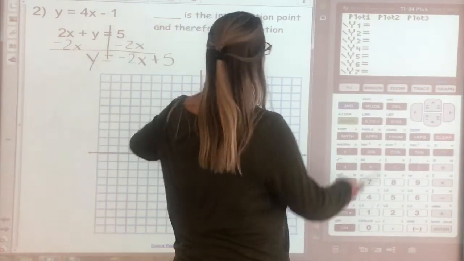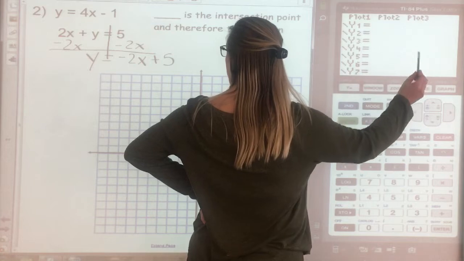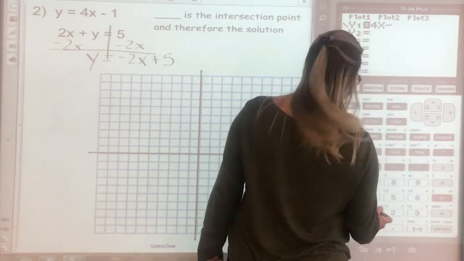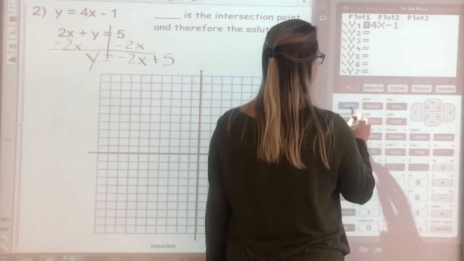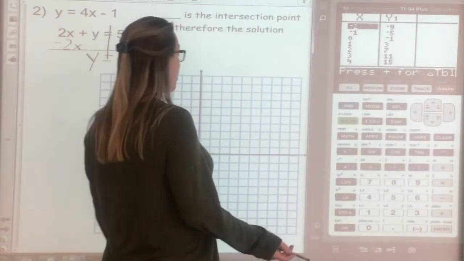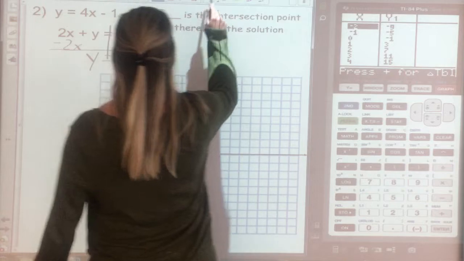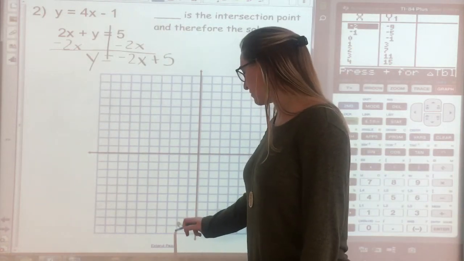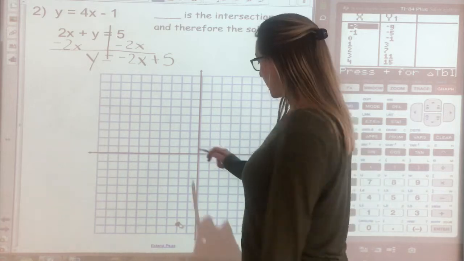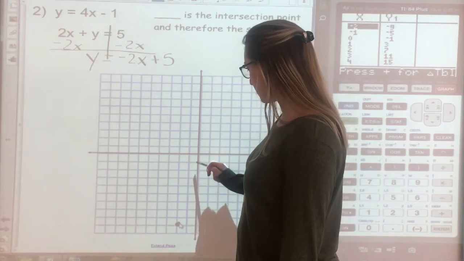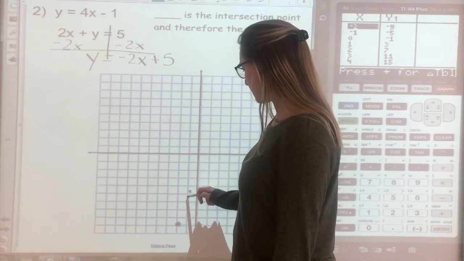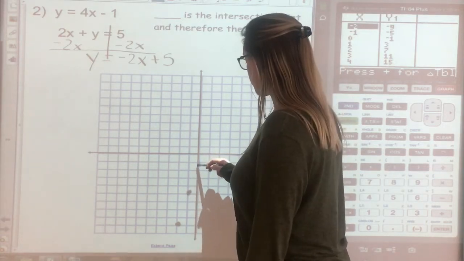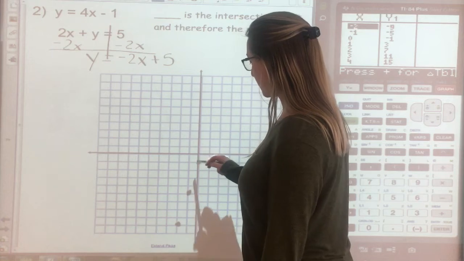So if we take a look, we're going to go to y equals. We are going to type in 4x minus 1. Take a look at our table. And here are a whole bunch of points for us to graph. So I'm going to plot -2, -9, which is all the way down here. I'm going to plot -1, -5, and then 0, -1. And the rest will follow in this pattern.